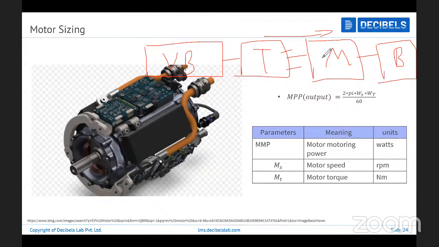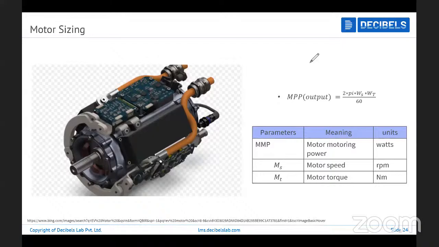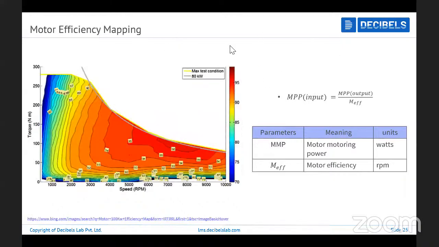Now we are going to calculate the motor output power, the power at the output side of the motor, by using a simple equation, 2 pi N T upon 60, where N is your motor speed and T is your motor torque. If you know the efficiency of your motor, you can estimate the motor input power. Let's say you're adding some 100 watt through some phase current. The output will be 90 watt in terms of rotational motion, that is the shaft.